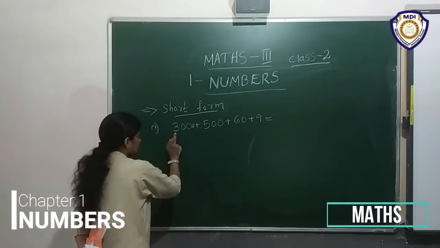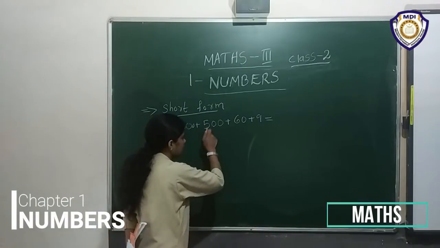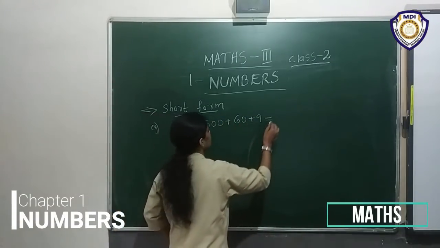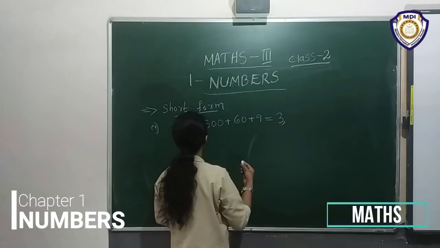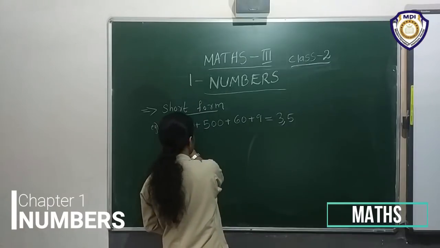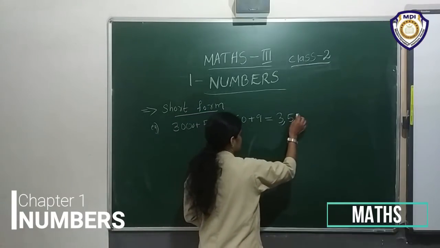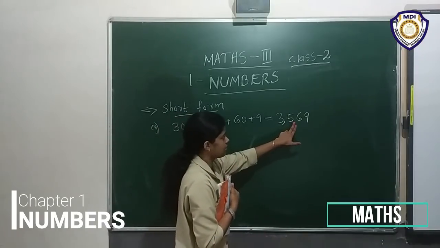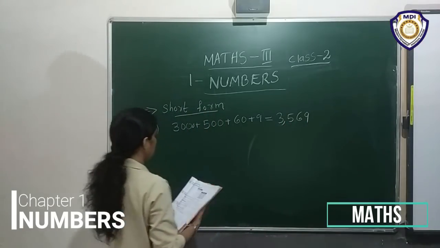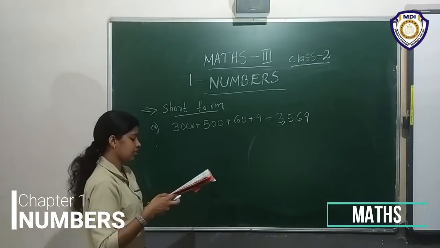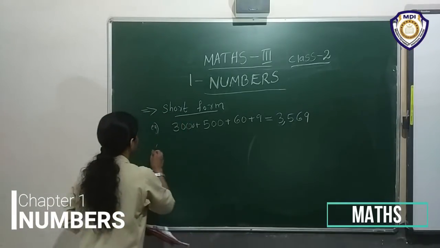3,569. How to write? 3,569. Okay. Then examples.